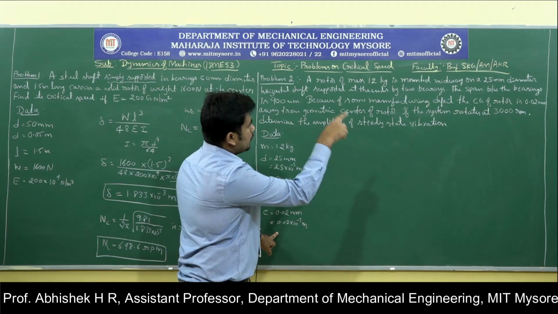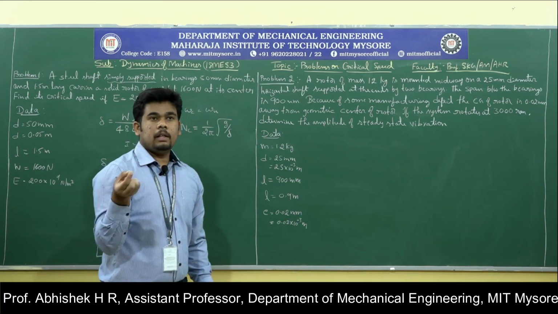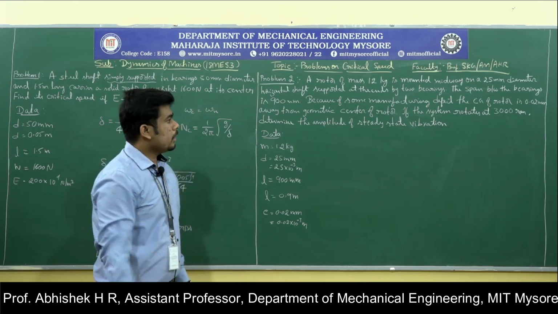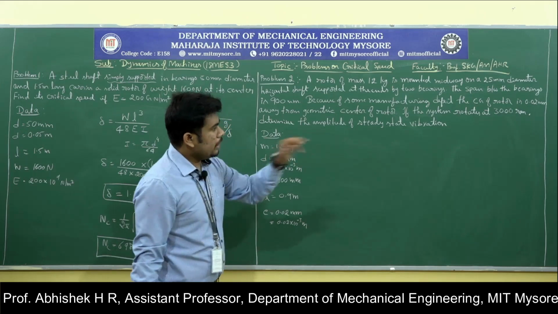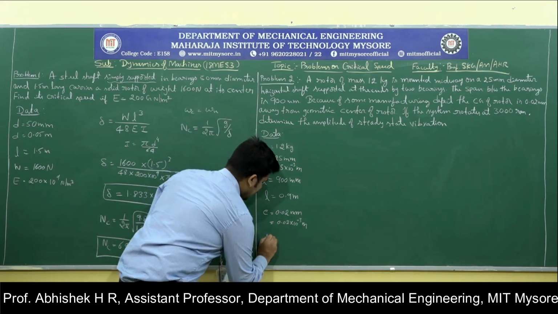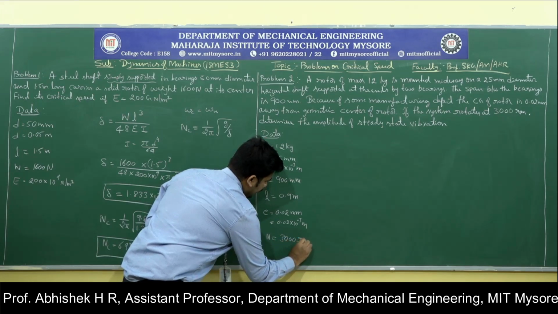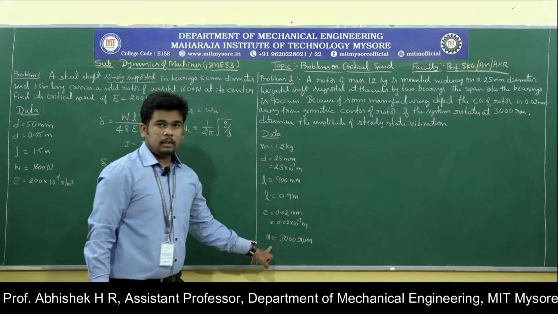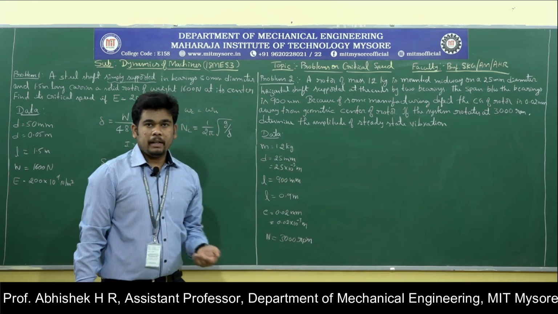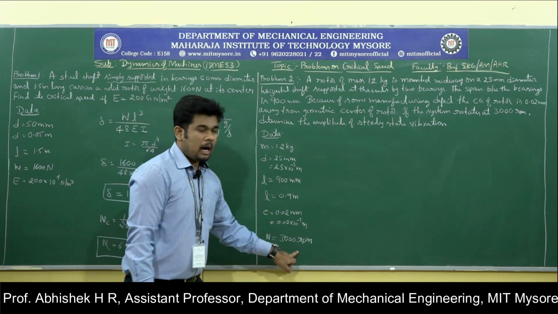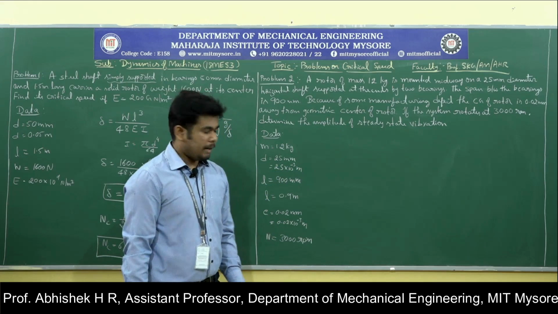Because of the manufacturing defect, the eccentricity occurs in the disc. If the system rotates at 3000 rpm, so N is given as 3000 rpm. This is not the critical speed, this is the rotational speed or the operating speed, that is 3000 rpm. Determine the amplitude of steady state vibration.